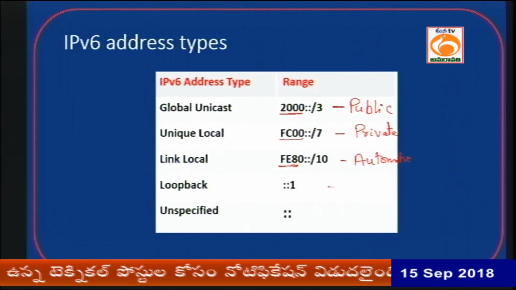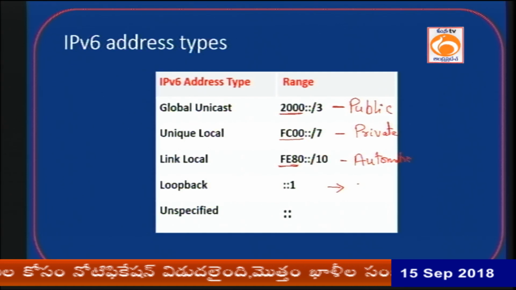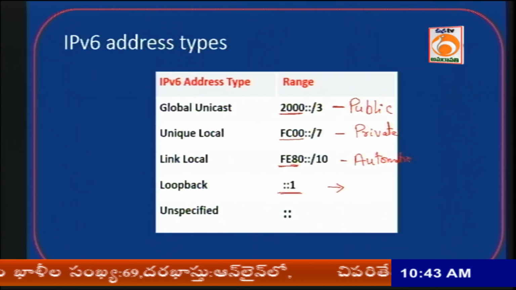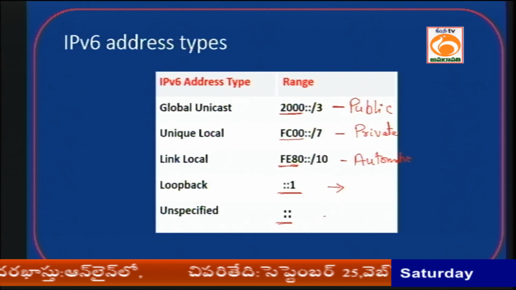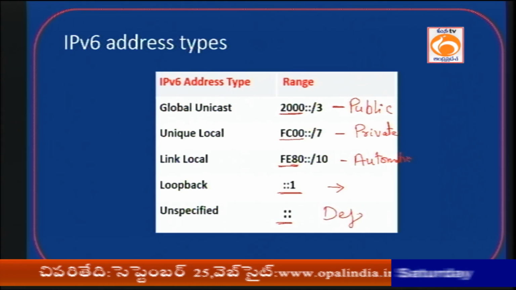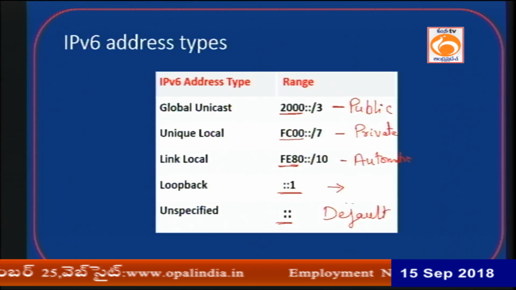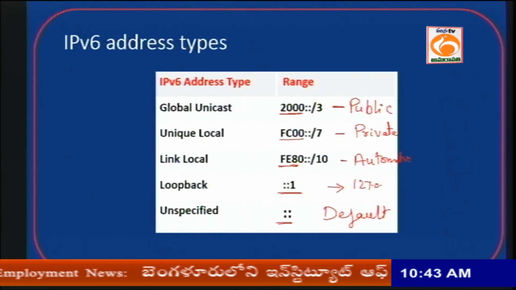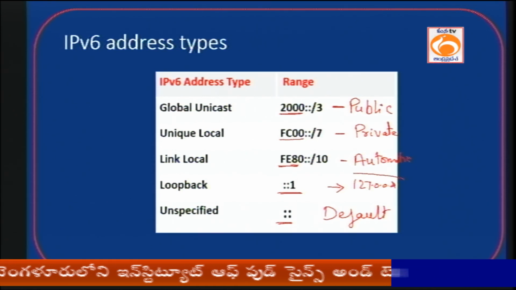And loopback, similar to in IPv4 127 series IP address we have. This is IPv6 loopback, and this is also called as default. This is called as default IPv6 address. This is a loopback address similar to 127 series in IP version 4.